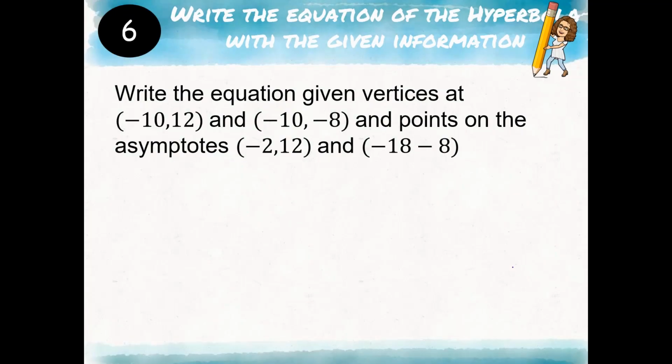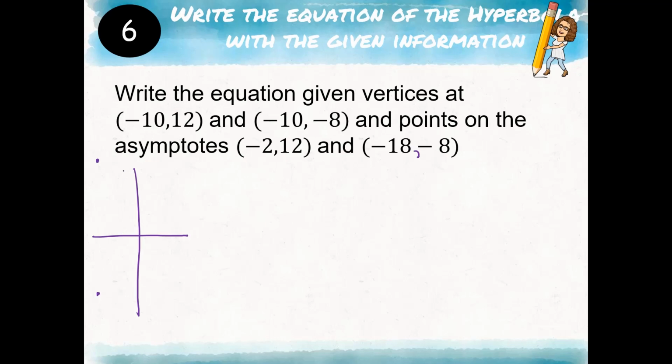The next one, we are given vertices of negative 10, 12, and negative 10, negative 8. Negative 2, 12, and negative 18, negative 8 are the points on the asymptotes. So let's do a little sketch, shall we? So negative 10, 12 would be like up there. Negative 10, negative 8 would be like here.